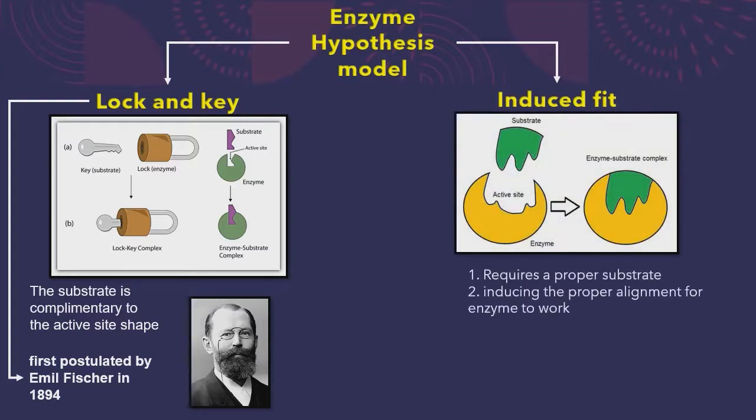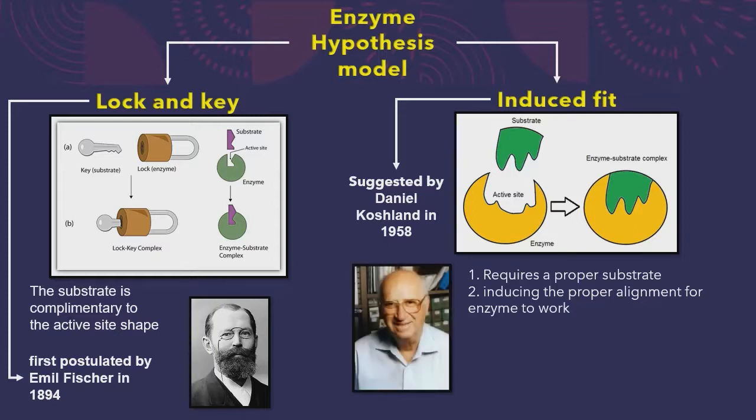With this, when there is a substrate, there will be an induction, or the forcing, of the active site of our enzyme to fit into the shape of our substrate. And that was suggested by the scientist Daniel Koshland in 1958.